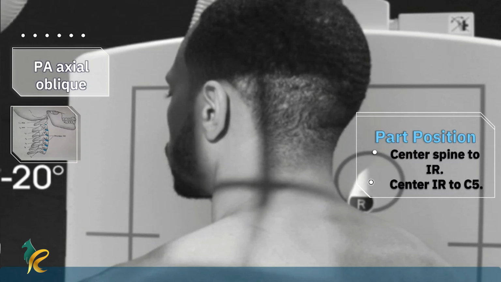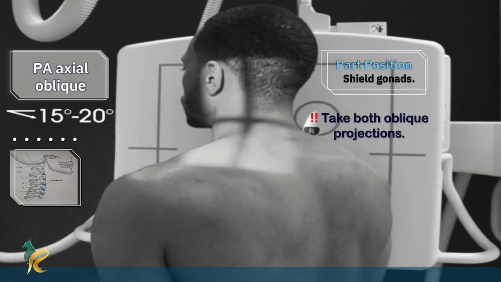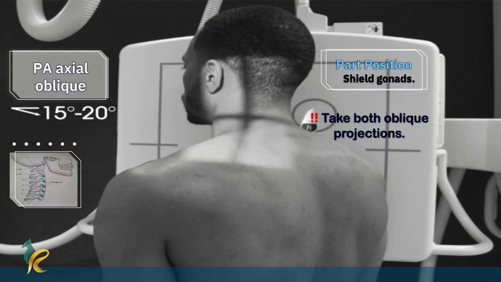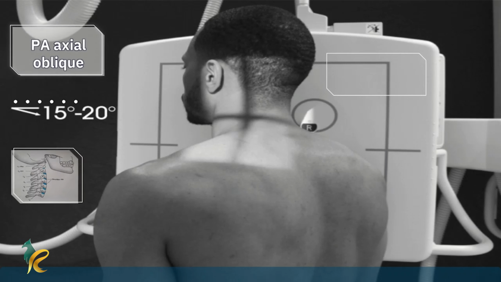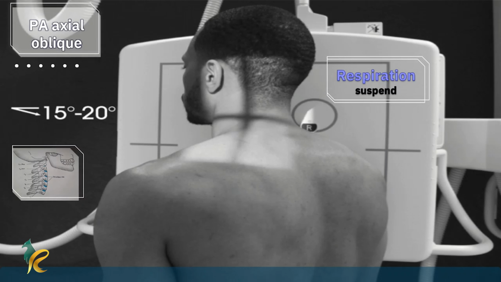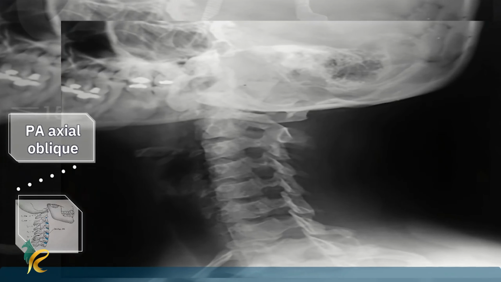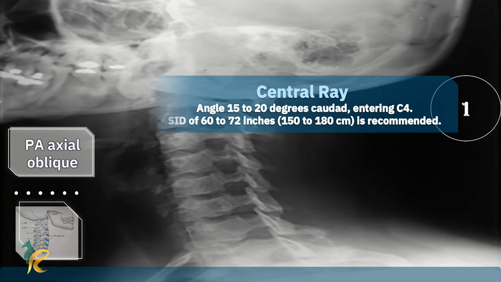Center the IR to C5. Shield gonads and take both oblique projections. The central ray is angled 15 to 20 degrees caudad entering C4, and a 72-inch source to image distance is recommended. Respiration is suspended and the collimation is adjusted to 10 by 12 inches.